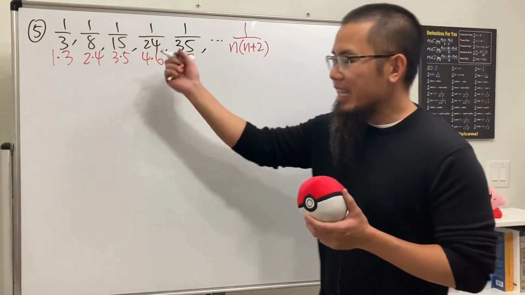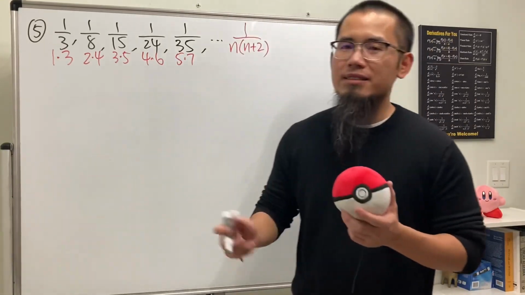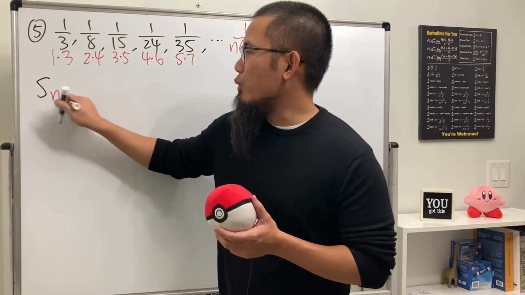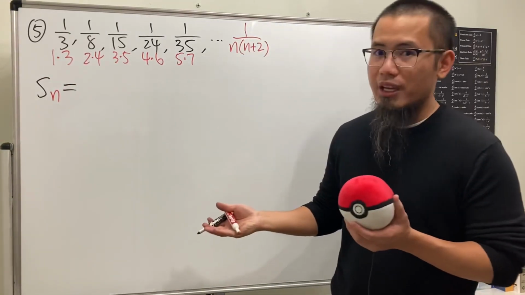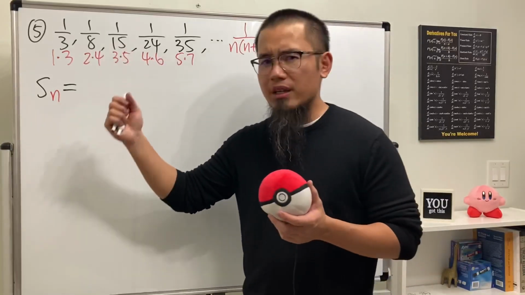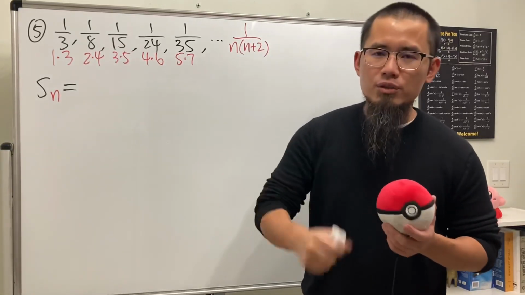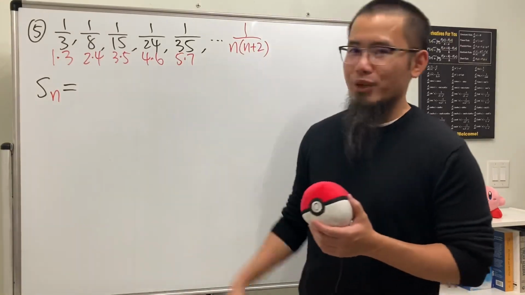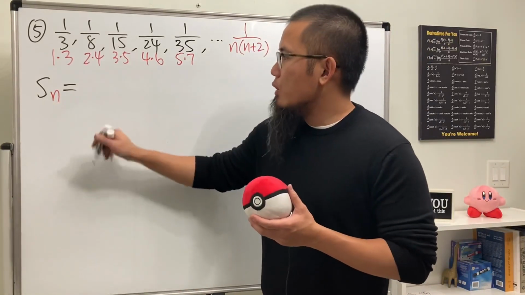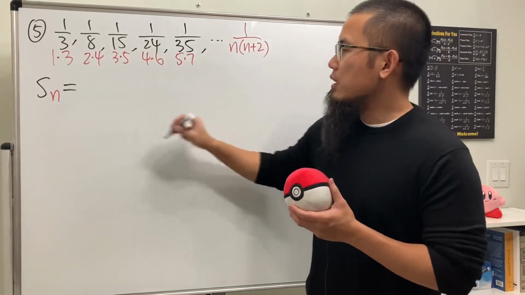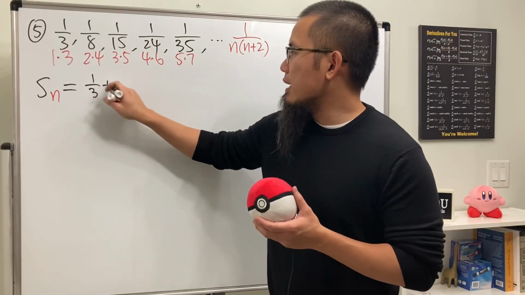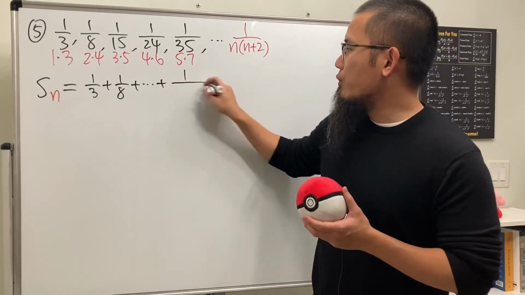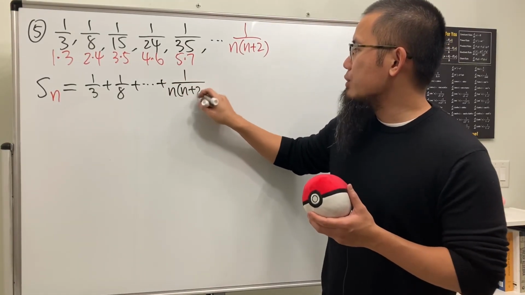So if you add them up, in fact we end up with a telescoping series. Have a look right here. I'm just going to start with Sn already because this is another special case. If you do it the traditional way, like S1, S2, and so on, it's going to be pretty hard to find out the pattern for that. So do it this way. Sn, which is just going to be the sum of all this, namely 1 over 3 plus 1 over 8 plus dot dot dot up to this guy, 1 over n times n plus 2.